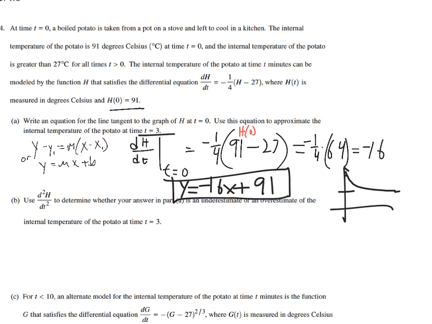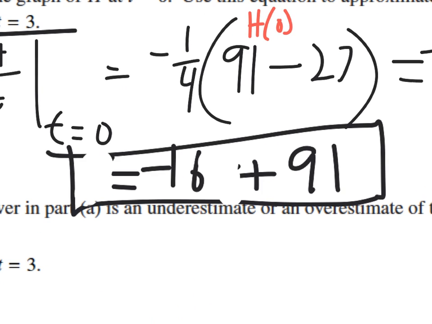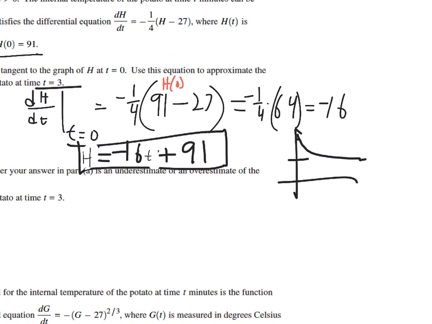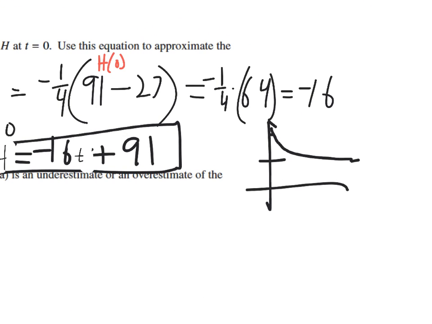Now, let's go ahead and tweak this. We should make this match. Yeah, it's y equals mx plus b, but better yet, h equals negative 16t plus 91. That's really what we should have there. All right, so that line there will approximate it when we have a time of 3. So we're going to use that. All we're doing is plugging in 3 into the tangent line, and we're saying that that should be decent, should give us an idea.